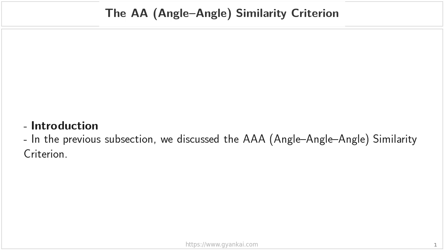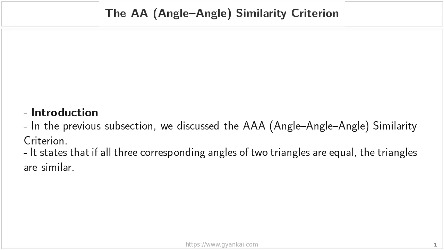Now, to start off, let's look back at what we covered in our previous lesson. We discussed the AAA, or angle Similarity Criterion. As you remember, that rule states that if all three corresponding angles of two triangles are exactly equal, then we can conclude that the triangles are similar.